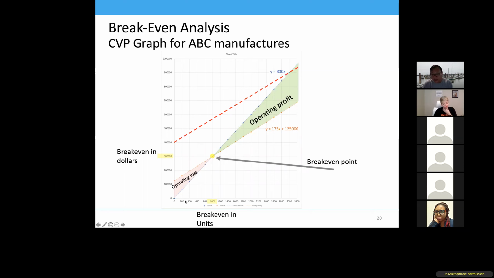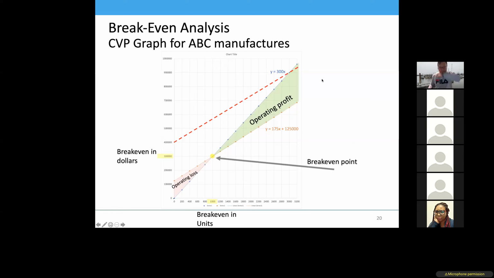So what is my volume? Remember, this is CVP, cost, volume, profit. What's my volume in this picture? 1,000 units, that's my break-even point. The volume is my x-axis, the volume of production. What's my cost? My total cost is represented with the vertical axis. And what about my profit? The profit is this shaded area. So this is the CVP graph: cost, volume, and profit.